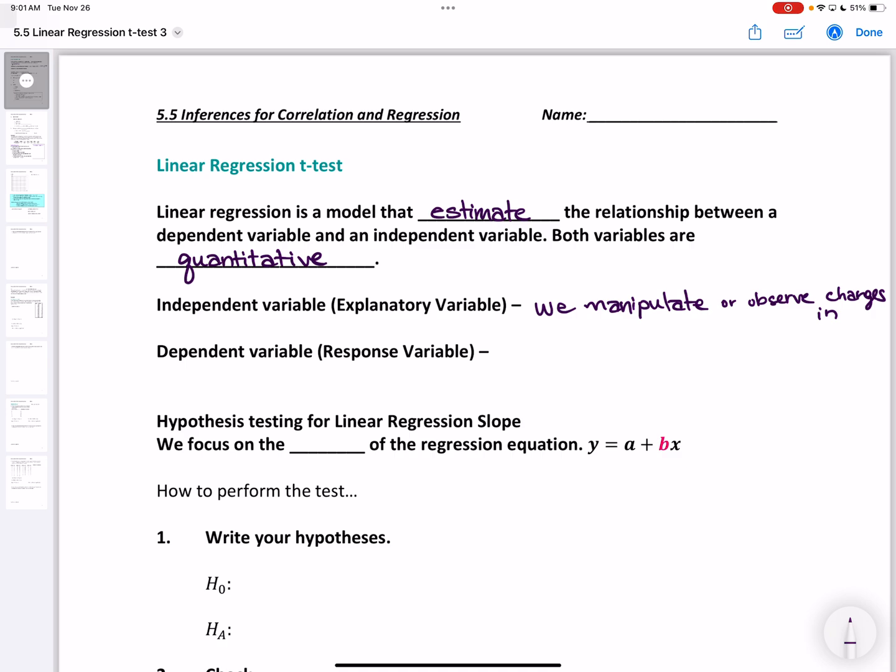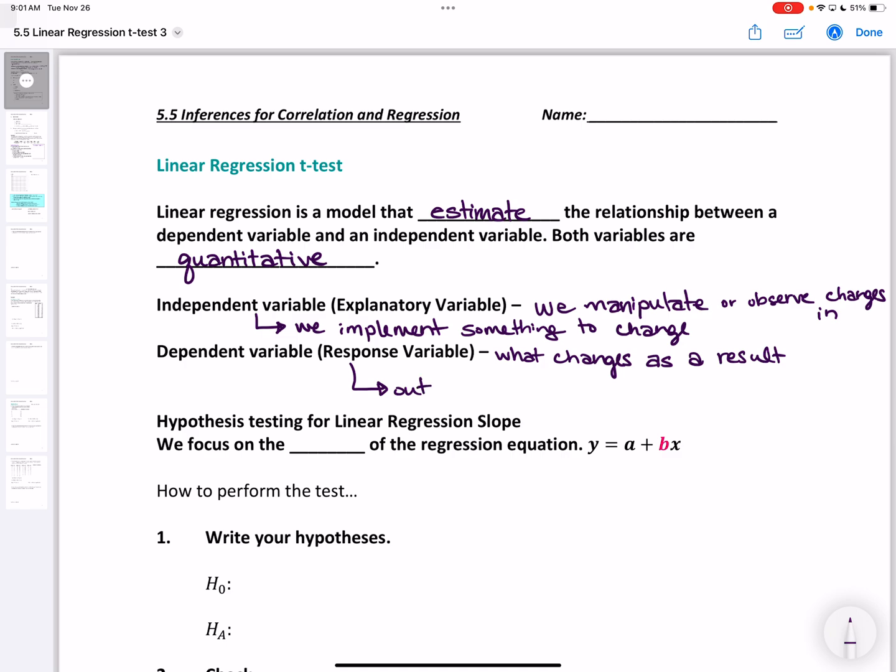So Ms. Whitaker last year would have said, we implement some kind of change. We implement something to change. Okay? And then the next one is called the dependent variable or the response variable. And that is what changes as a result. So for the response variable, a way you can think of that is it's the outcome. Okay?